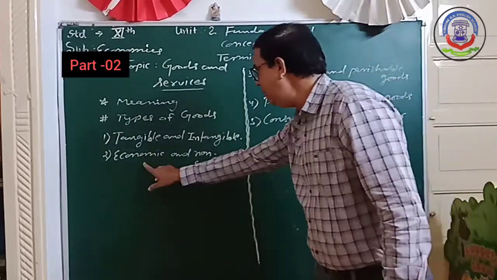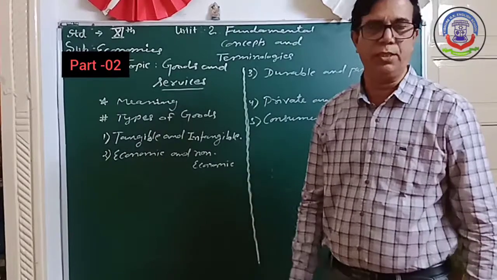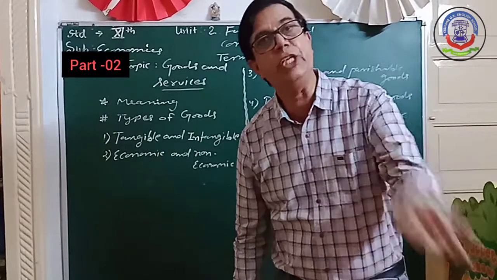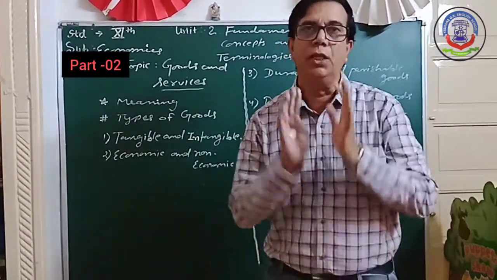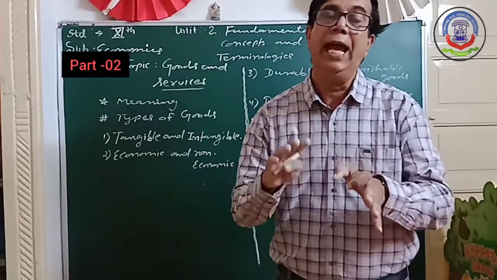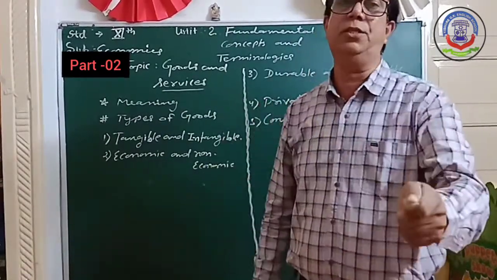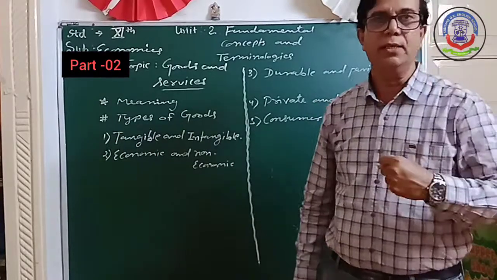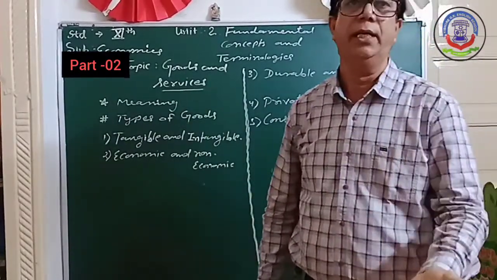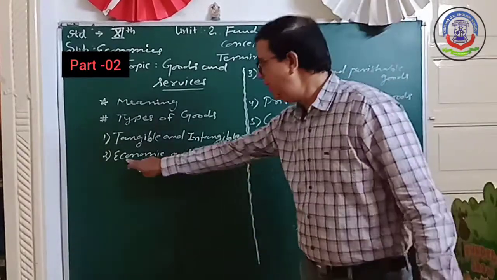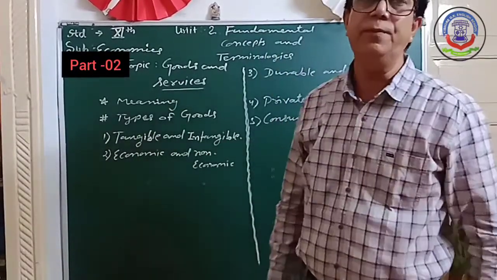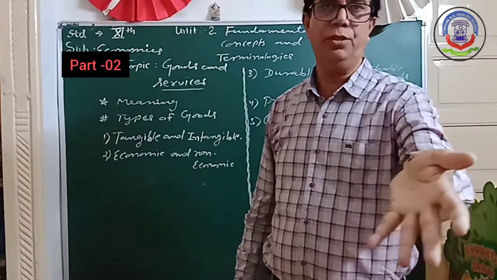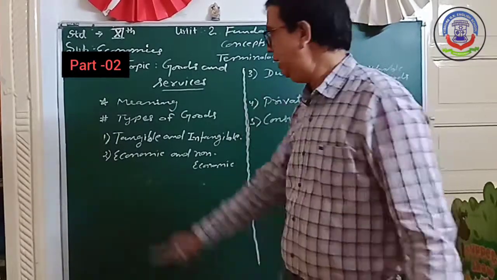After that, economic and non-economic goods. Economic goods means the goods which have some exchange value. Those goods are known as economic goods. Whatever we purchase and pay some amount of money for, that type of goods are known as economic goods. In our day-to-day life, we purchase so many goods and we pay the amount. So those goods are known as economic goods.